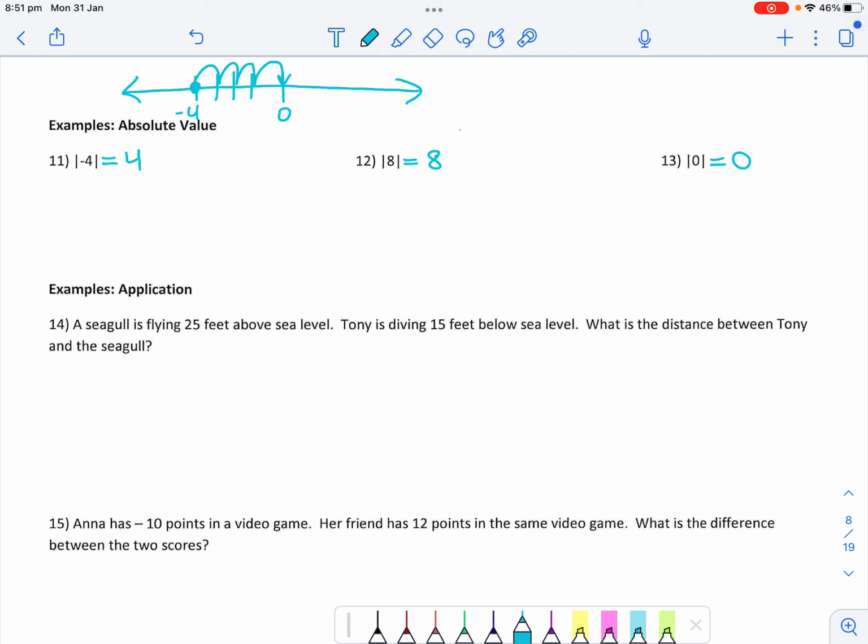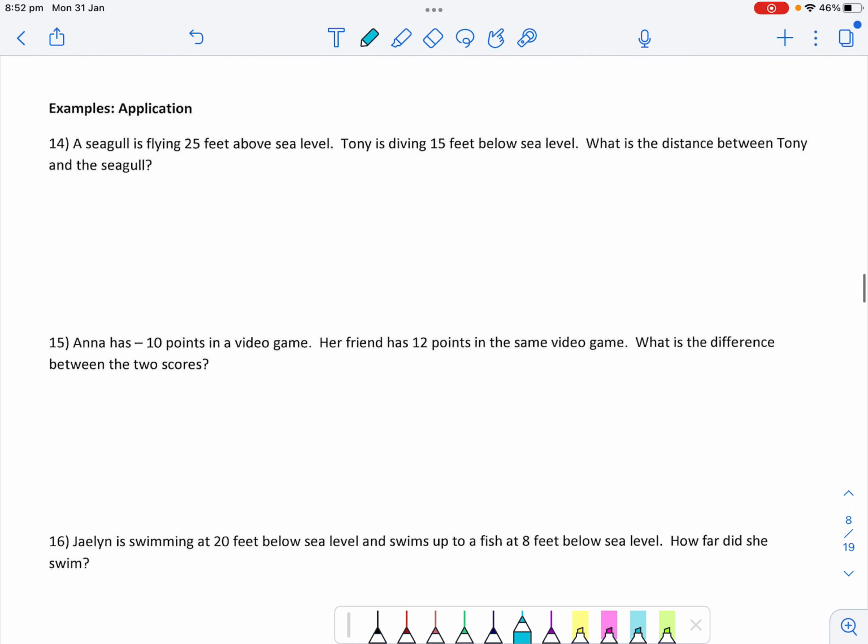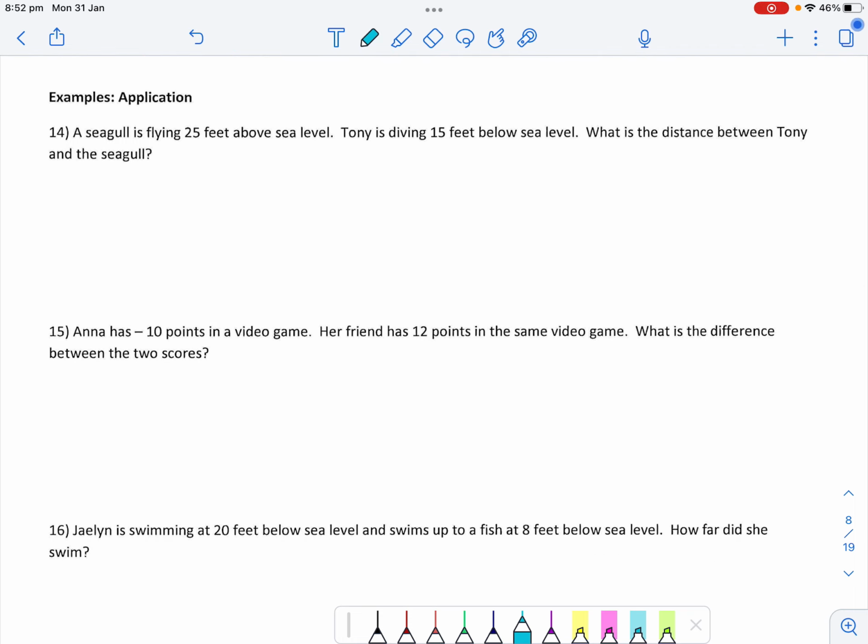The last thing that we're going to talk about is how to apply opposites and absolute value to real-world situations, so finding the distance between two things. We sort of did this when we did the Into the Arctic activity. You guys were able to use the number line to kind of help you, and we're going to do something similar here, but we're not going to draw a full number line.